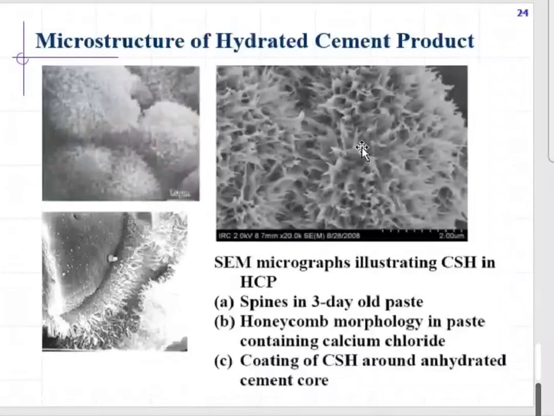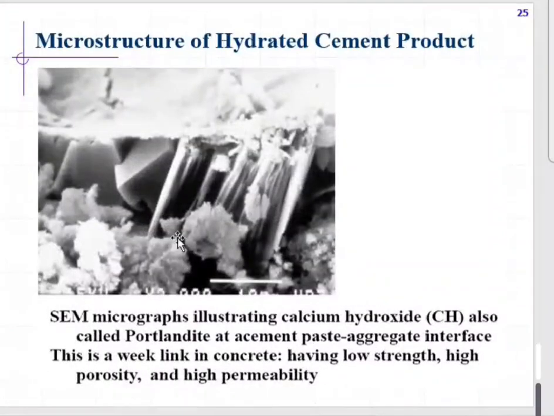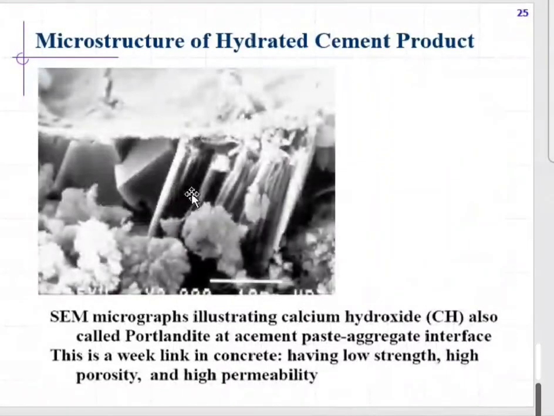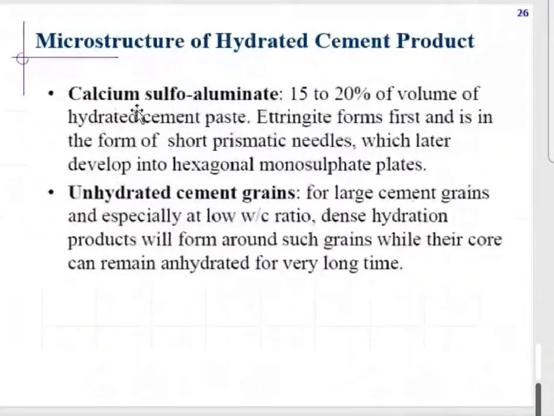So we talk about the structure of the hydrated cement paste. It starts with spine-like needle structures at 3 days. Then it goes to honeycomb-like structures, and further moves into CH-like structures of needles. Although it is also a weak link, it has very low strength, high porosity and high permeability. If we go further, it will make a solid structure.